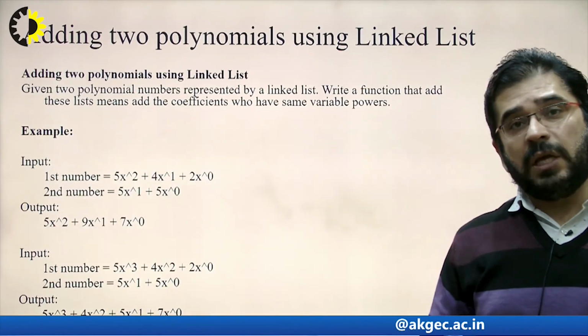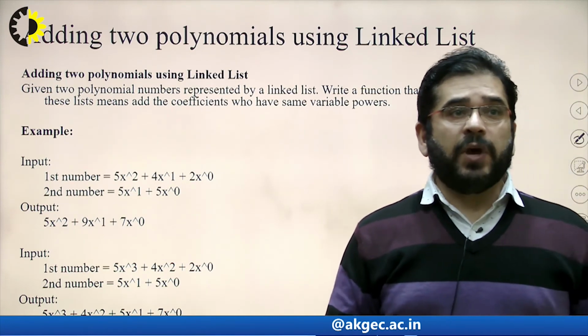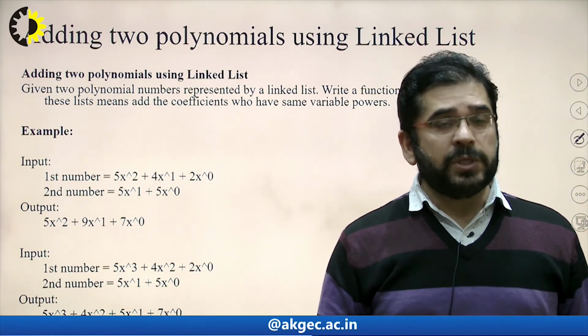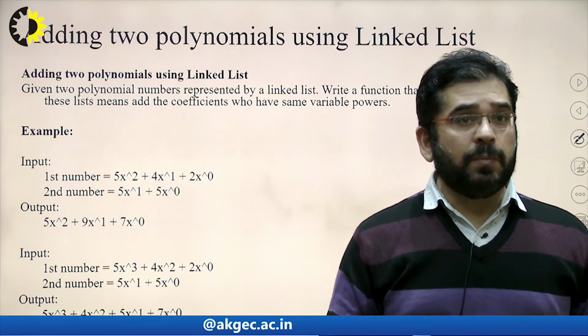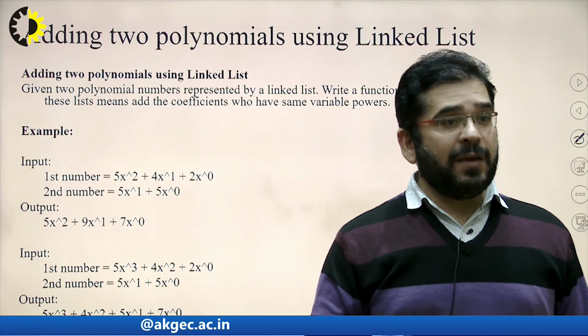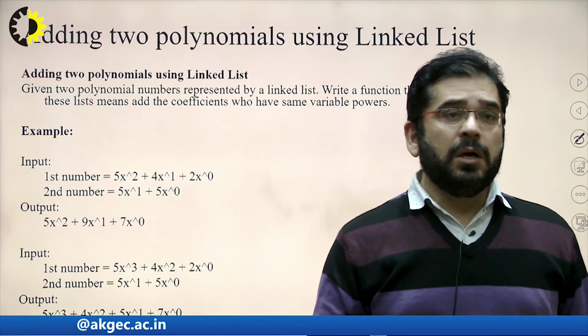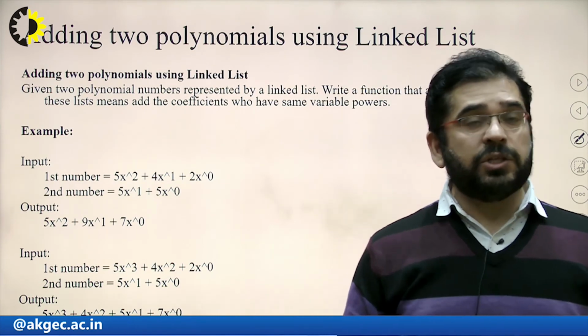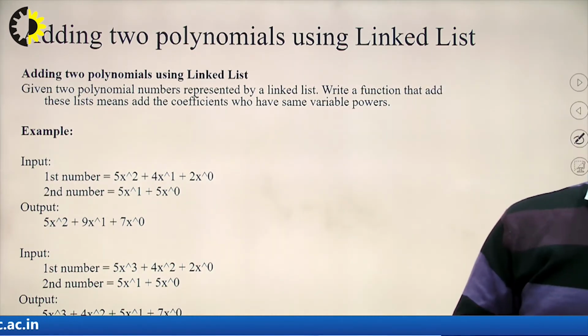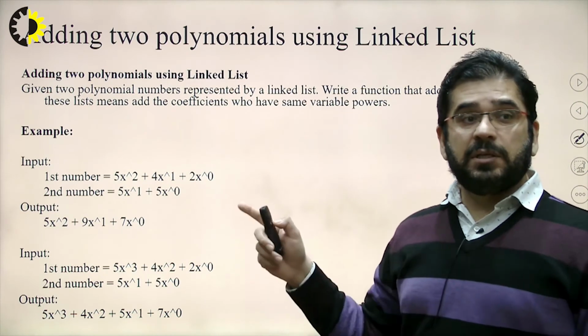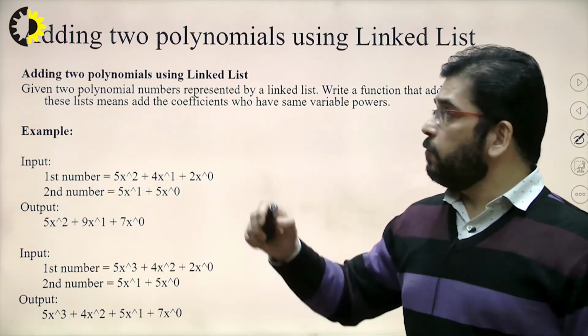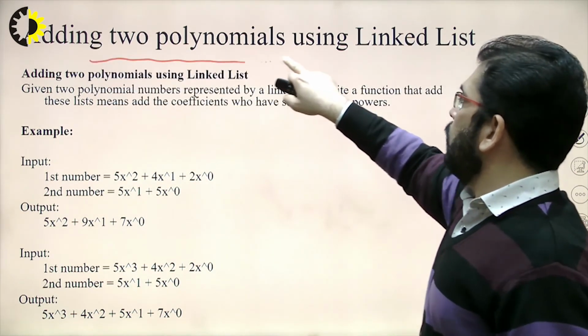Now we'll do 3 operations on the polynomials. Very first is adding 2 polynomials using linked list. I'll take an example of 2 polynomials and they will be added. I will show you the logic of this particular addition operation with the help of a diagram in the next slide. First I will discuss what examples I am taking for this addition operation of polynomials.